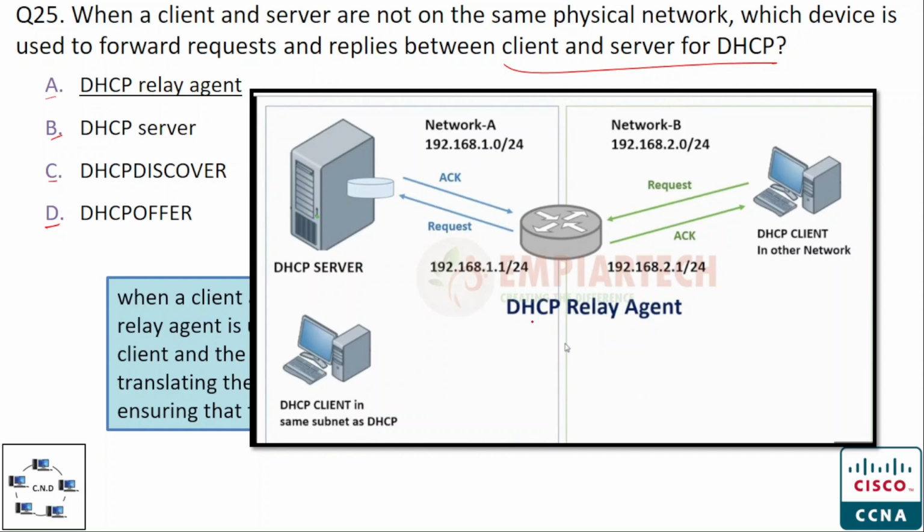So this is how the DHCP relay agent works. We have a client which is on network 192.168.2.0, while the DHCP server is on a different network 192.168.1.0, and they are also physically separated. So a DHCP relay agent between them is needed so that the requests and responses between the client and the server are propagated.